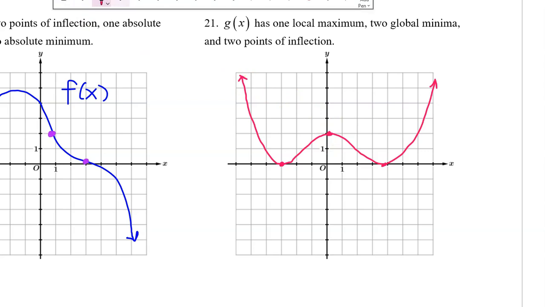How about these points of inflection? 2 points of inflection. So let's see, we went from concave up to concave down. So there's going to be a point of inflection in here somewhere. And then we went from concave down to concave up. So there's going to be another point of inflection somewhere in here.